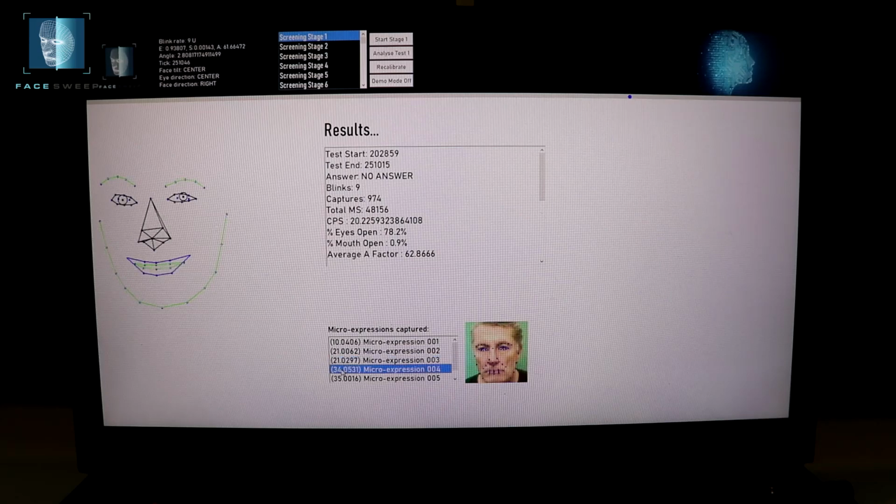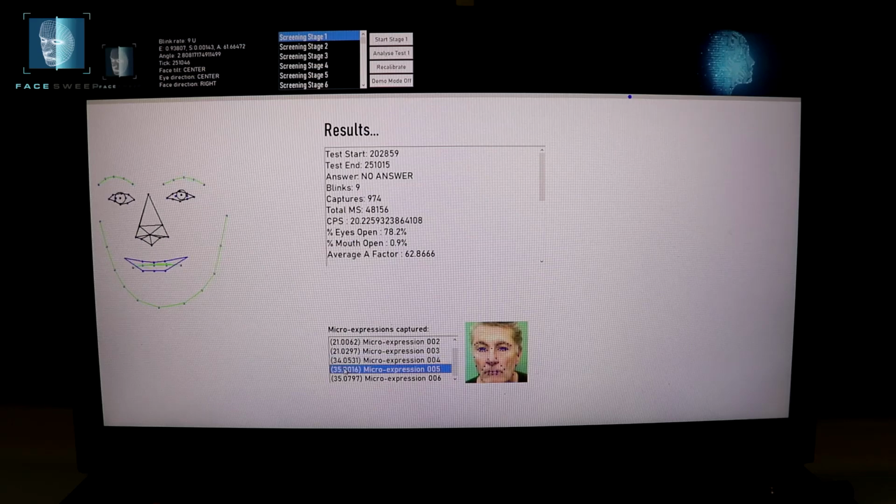The fourth facial event that FaceSweep will identify and drill down on occurs at the 34.05 second mark. This event picks up a slight head tilt down to the right and a frown followed by a sharp raising of the right eyebrow occurring in less than half a second.